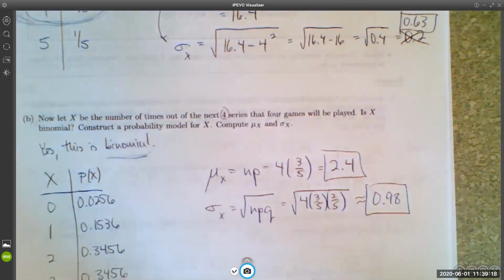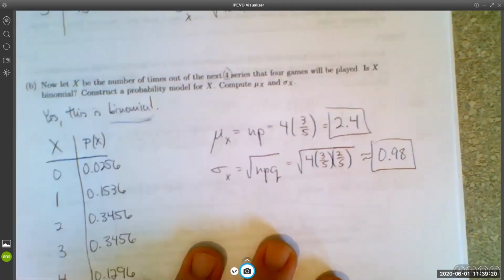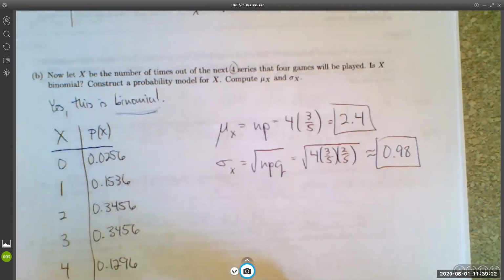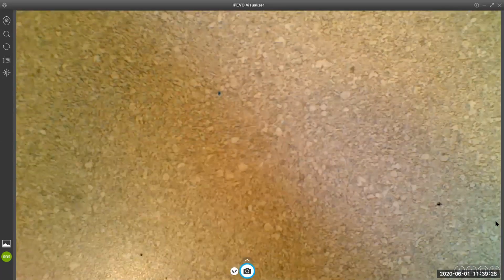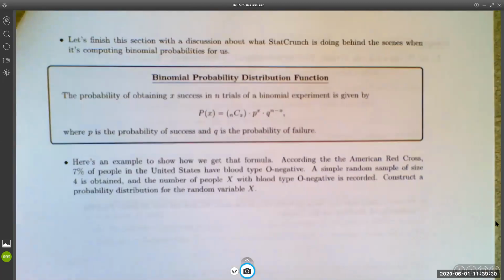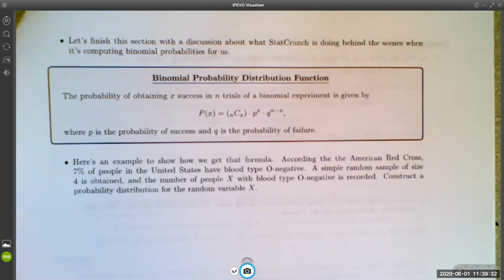So that's pretty much it. At this point, you can definitely tackle all of the homework problems. However, I'm going to continue to talk because I did want to talk about what StatCrunch is doing behind the scenes when it's computing binomial probabilities for us. So if you don't particularly care to know, then you're probably safe to stop watching the video at this point.